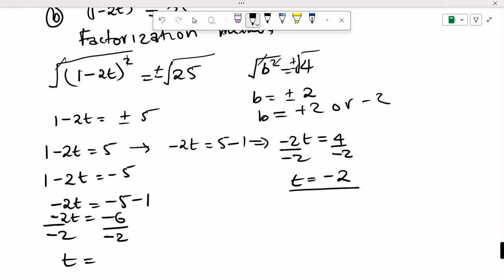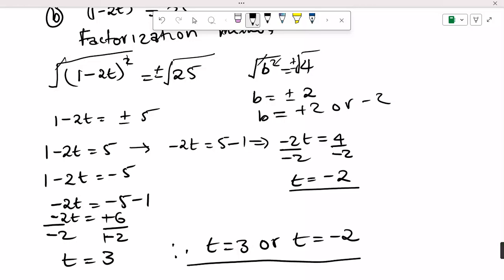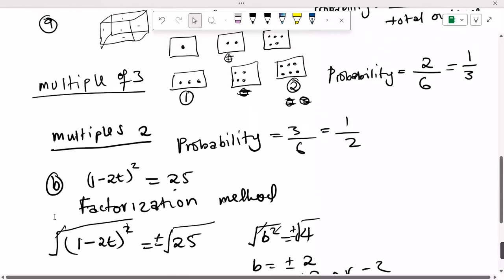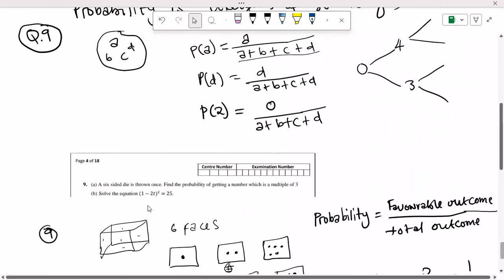t equals, so this negative and negative will be positive, 6 divided by 2, you have 3. Okay, so meaning your answer is t is equal to 3, or t is also equal to negative 2. Okay, so these are your answers. Okay, hope you understood. It's very simple and straightforward.